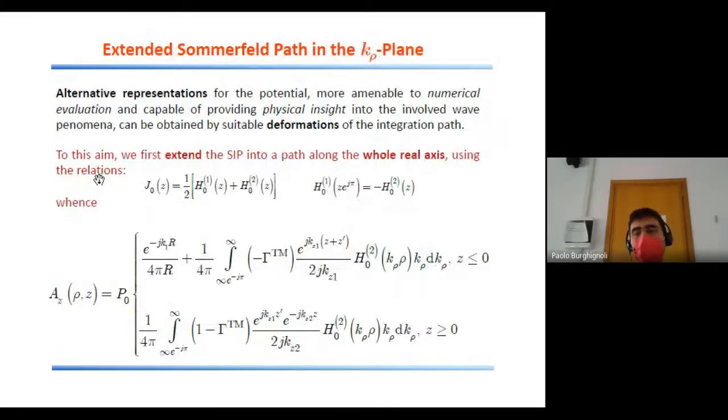To do that, the standard way is to represent the Bessel function J0 in terms of the Hankel function, or better, the Hankel functions H0 of the first and of the second kind. In particular, J0 is the half sum of those two Hankel functions. Now, we can also exploit the connection formulas. That is, if you evaluate the Hankel function of the first kind on the negative real axis, what you get is the negative of the Hankel function of order 2 evaluated on the positive real axis. So, if you exploit those formulas, we get a representation of the potential in terms of integrals that now run from minus infinity, or infinity times e to minus j pi, to plus infinity along the real axis of the complex scalar plane.